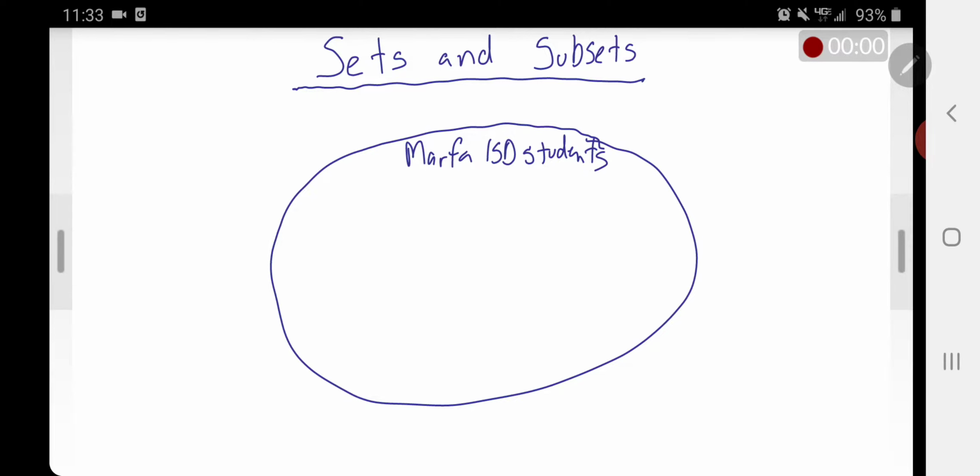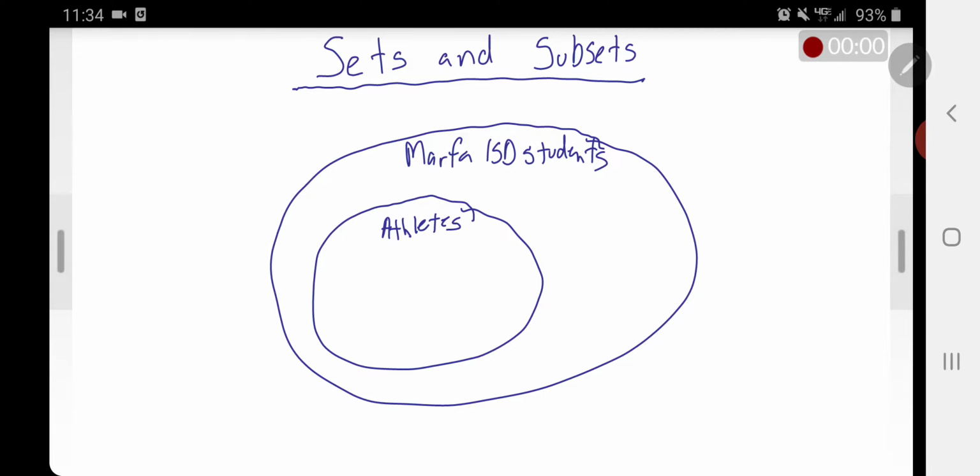I'm going to create another set of the Marfa ISD athletes. So of course, all the students aren't athletes, but this represents Marfa ISD athletes. But since all of the athletes belong to the Marfa ISD students, the athletes is a subset of the Marfa ISD students.